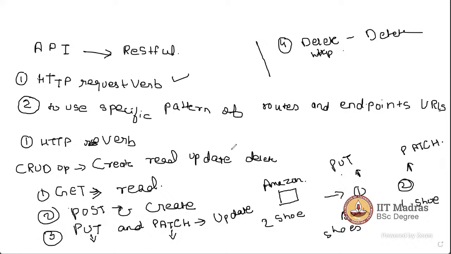Now let's talk about the second thing. What was the second thing? The second thing is to use a specific pattern of routes and endpoint URL. This is the second one. The first is completed. So let me clear my screen first in order to explain this.